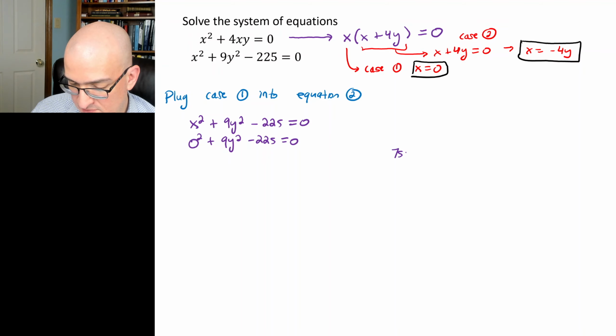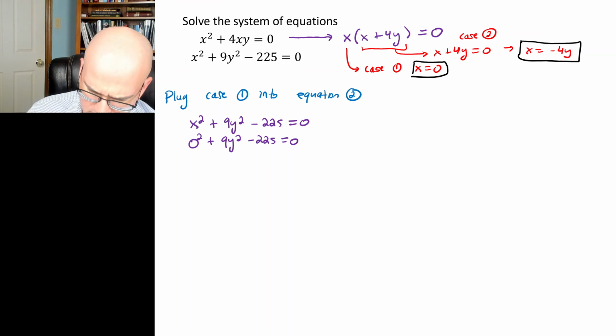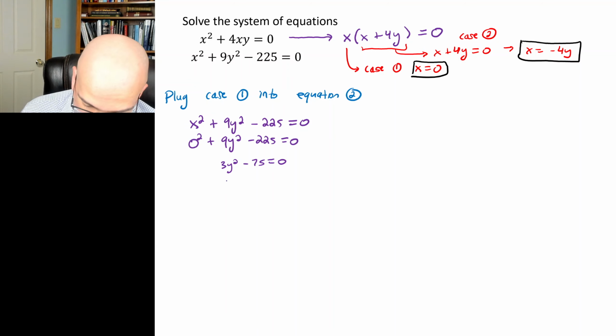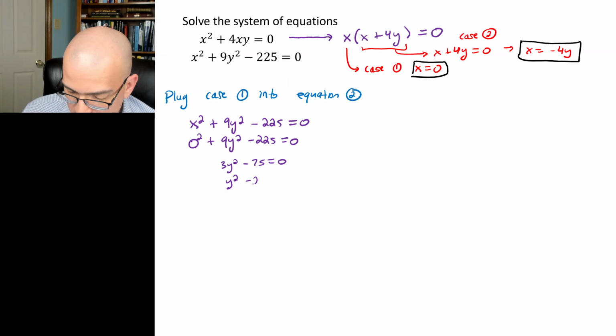What's 75 times 3? So 15. Yeah, 225. Oh, it is. Okay. So we're going to divide both sides by 3. We'll have 3y squared minus 75 is equal to 0. Then I'm going to divide by 3 again, because I couldn't divide by 9 in my head. Couldn't do it, but I can divide by 3 twice.